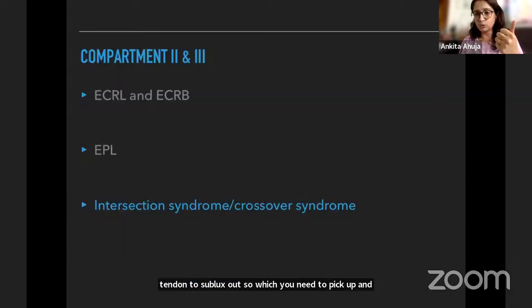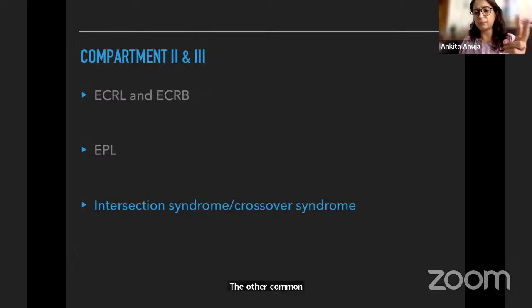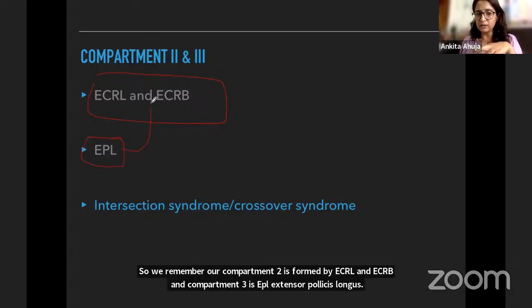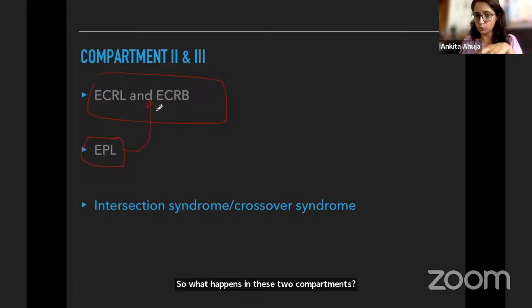So we have discussed the two most important compartments, that is compartment 1 and compartment 6. The other common compartments to be affected are compartment 2 and 3. So we remember our compartment 2 is formed by ECRL and ECRB, and compartment 3 is EPL, extensor pollicis longus. So what happens in these two compartments? EPL crosses over the compartment 2, and this crossover leads to something which is called intersection syndrome.